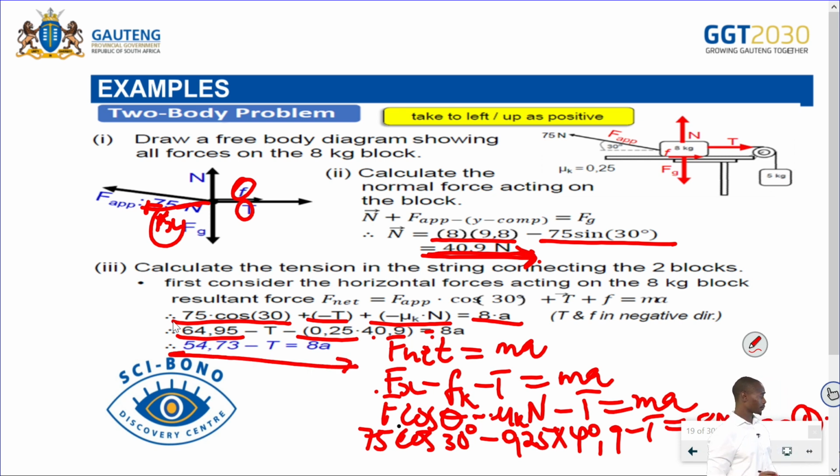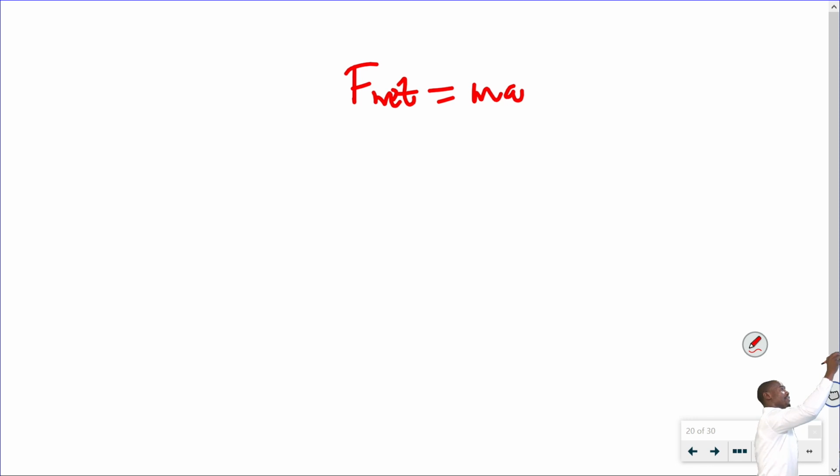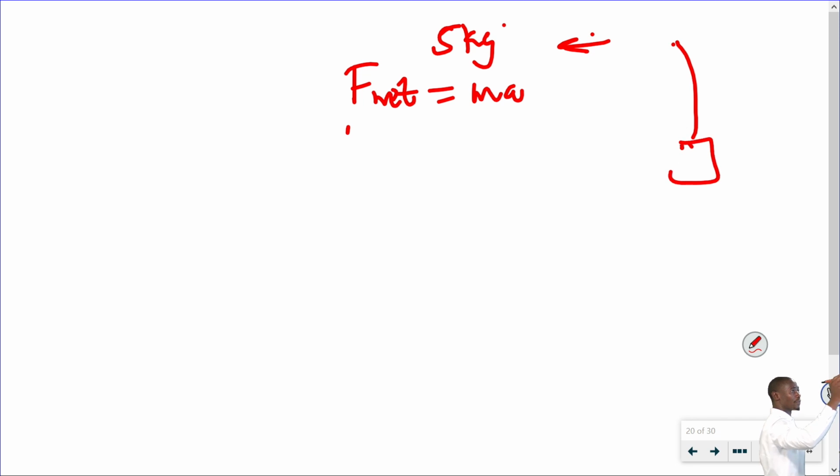So let's move to the 5 kilogram block. For the 5 kilogram, F net equals ma. How many forces are acting there? There are 2. Remember I'm taking left as positive. The system is moving in that direction, which means the 5 kilogram object will move up. So up will be positive and this one negative. So it's T minus Fg equals ma.